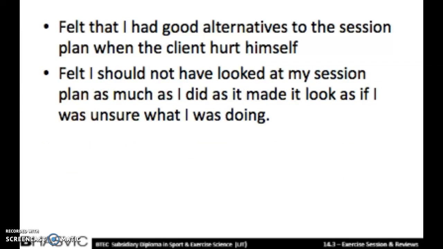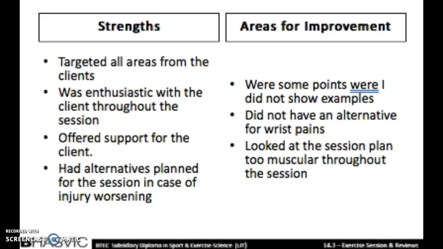The peer observer feedback. She felt that I had good alternatives to the session plan when the client had hurt himself during, and she felt that I should not have looked at my session plan as much as I did, as it made it look as if I was unsure of what I was doing.